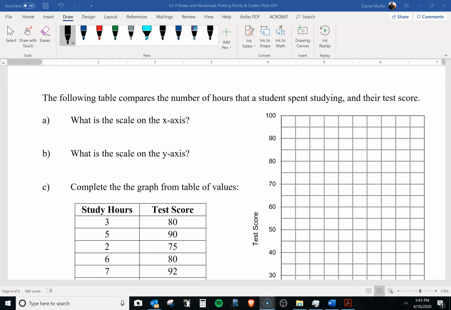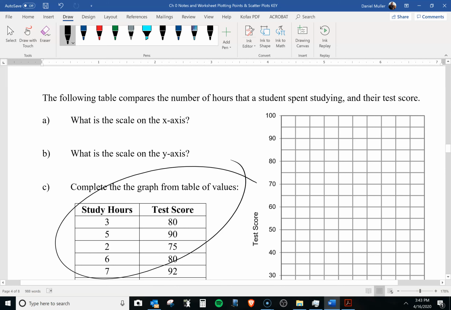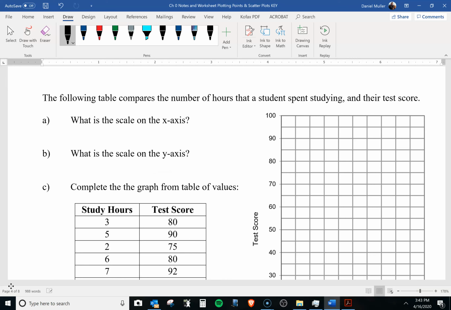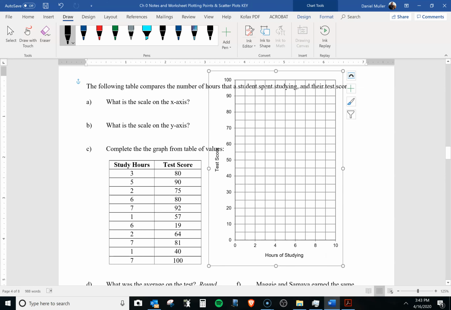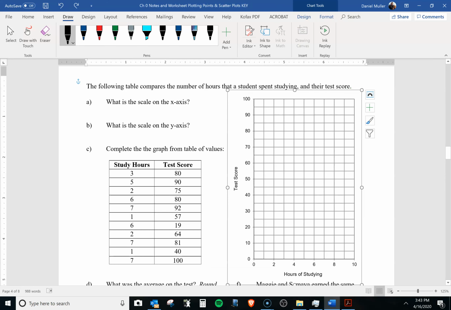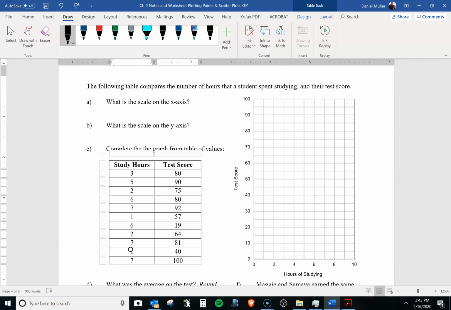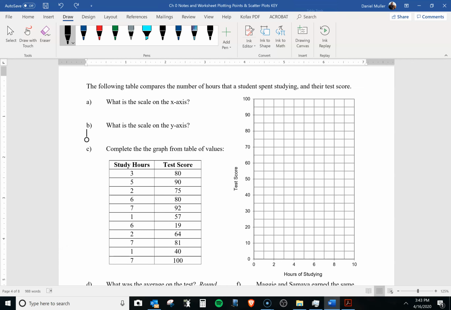The next example says the following table compares the number of hours that a student spends studying and their test score. So I'm just going to zoom out here. There's the table, and then we also have this graph. Letter C says complete the graph. So we're going to draw the graph using the information from the table.